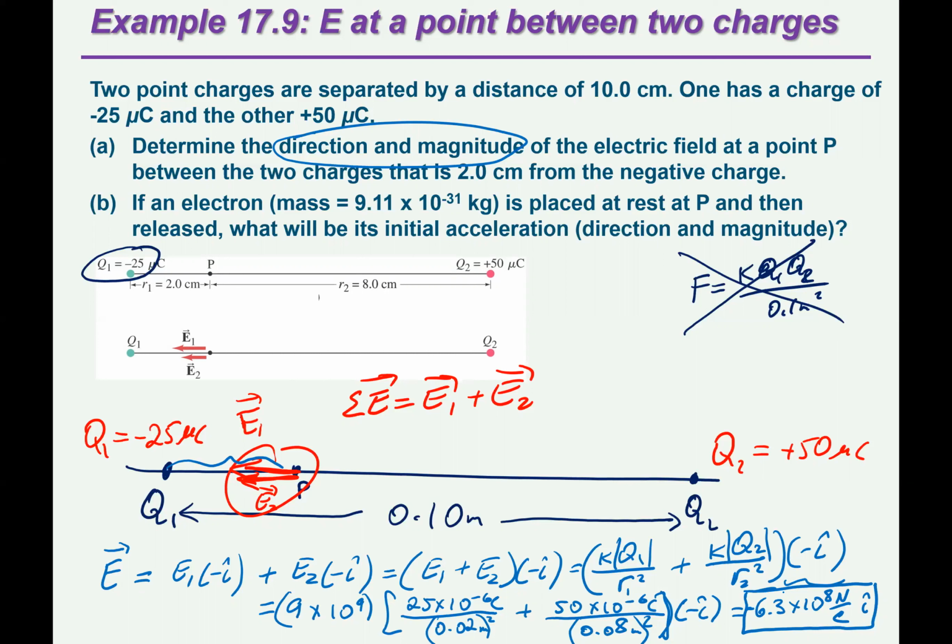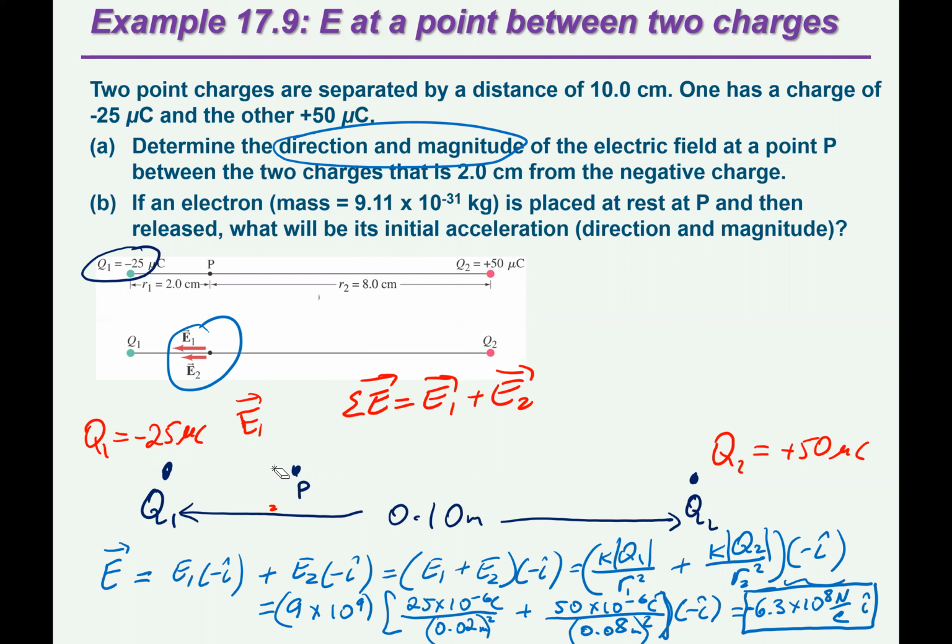Part B says, if an electron, which has a mass of 9.11 times 10 to the negative 31 kilogram, is placed at rest at point P and then released, what will be its initial acceleration in terms of direction and magnitude? All right, so what I have here is something like this. Now this point P has an electric field.